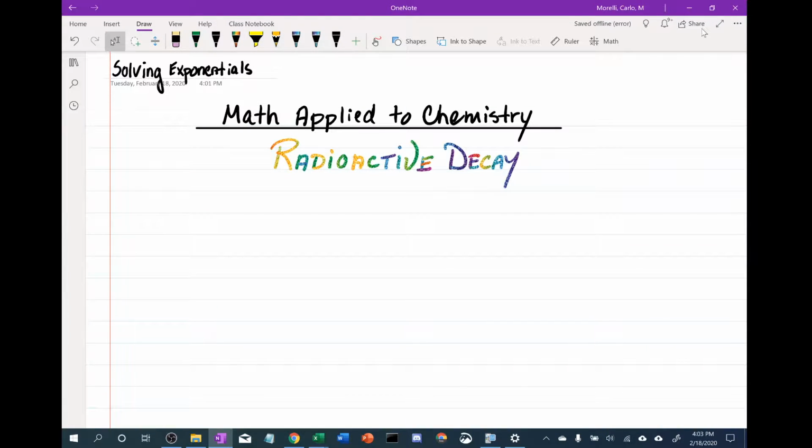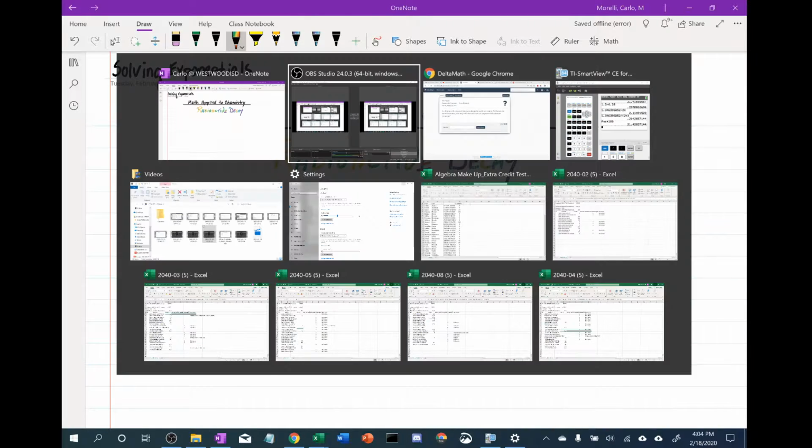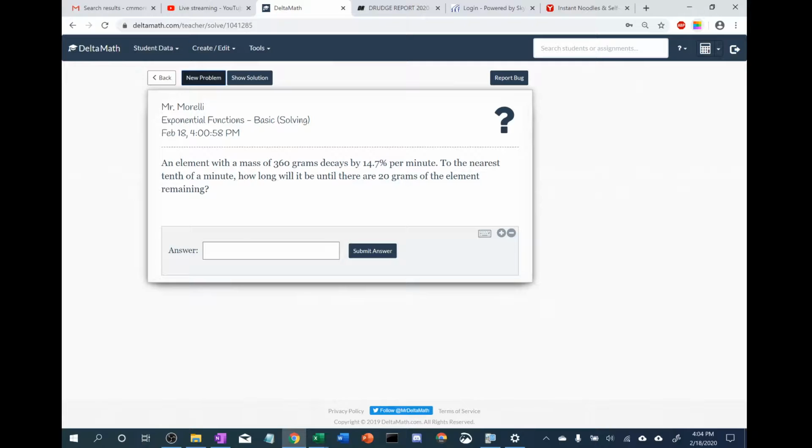All right, so in this video, we are going to show how we can apply mathematics to chemistry in an example involving radioactive decay. So let's hop over to Delta Math and grab this question here. This is an exponential functions question, and it involves the decay of an element from one mass to another. Where at the end of it all, we're going to be asked to find the remaining amount, or the amount of time that it takes for the element to decay to a new amount.